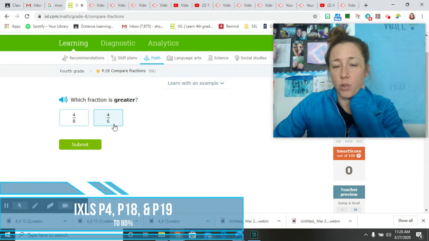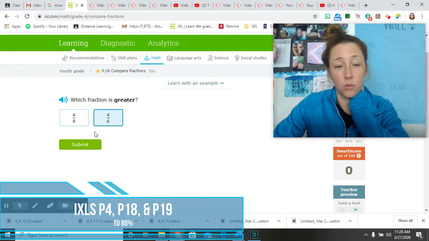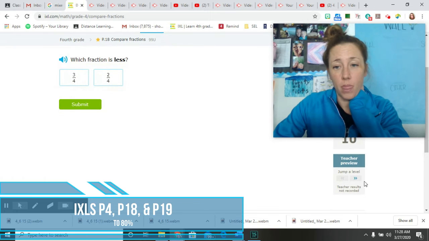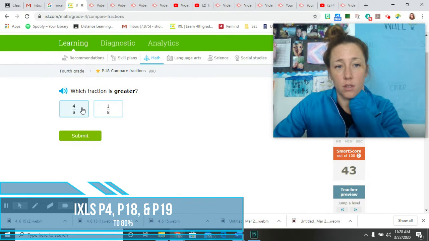So I have 4 eighths and 4 sixths. This one I can look at the numerator. If the numerator is the same, well, the smaller denominator is the greater fraction, right? So 4 sixths. Which fraction is greater? 4 eighths or 1 eighth? Well, if I have 4 eighths, that's more than 1 eighth. I only have 1 out of 8 pieces there. I have 4 eighths there, so that one's greater.